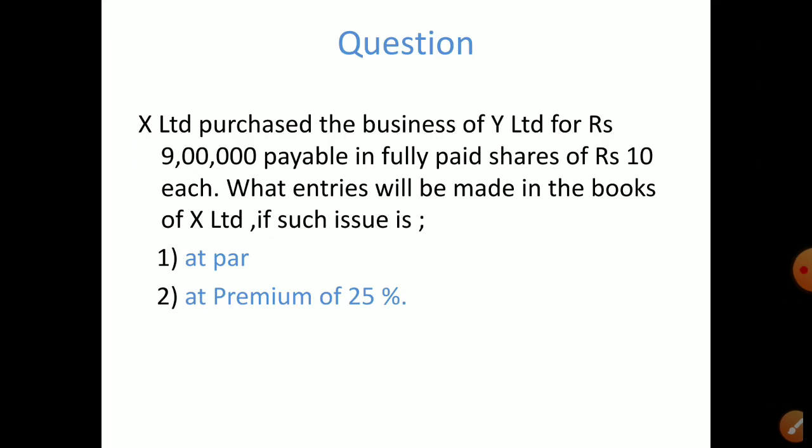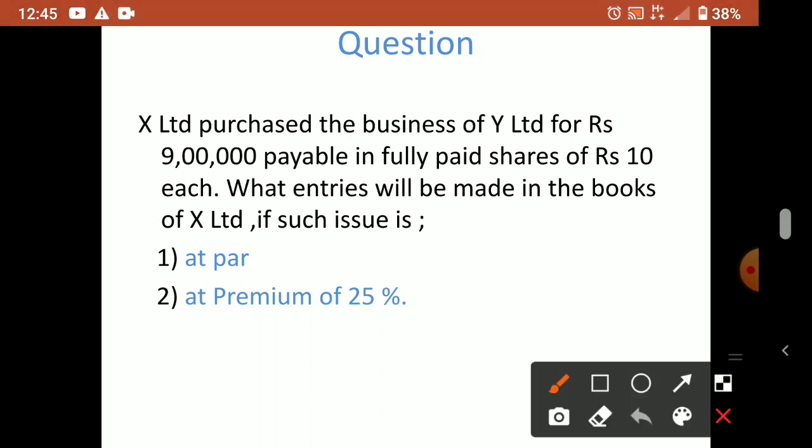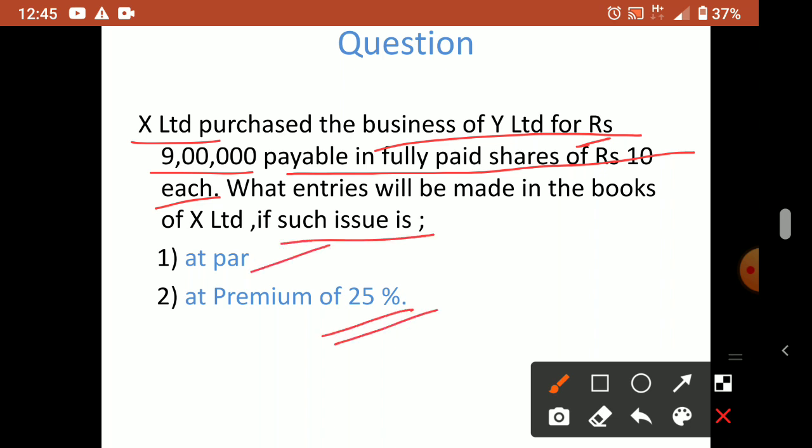So X Limited purchased the business of Y Limited for rupees 9 lakh. Here the amount given is 9 lakh, payable in fully paid shares of rupees 10 each. What entries will be made in the books of X Limited if such issue is at par or at a premium of 25%? So both cases are there.